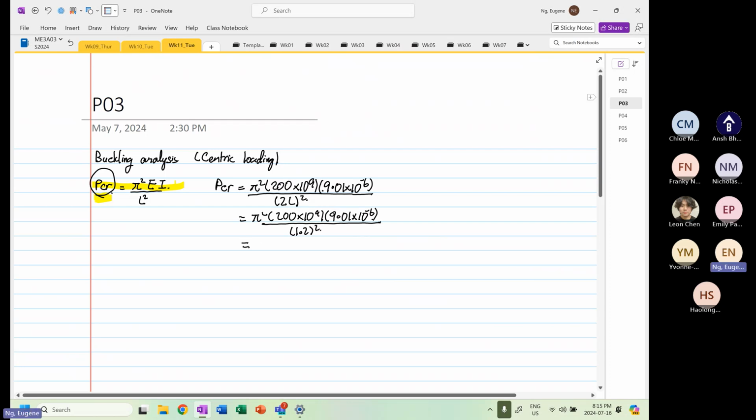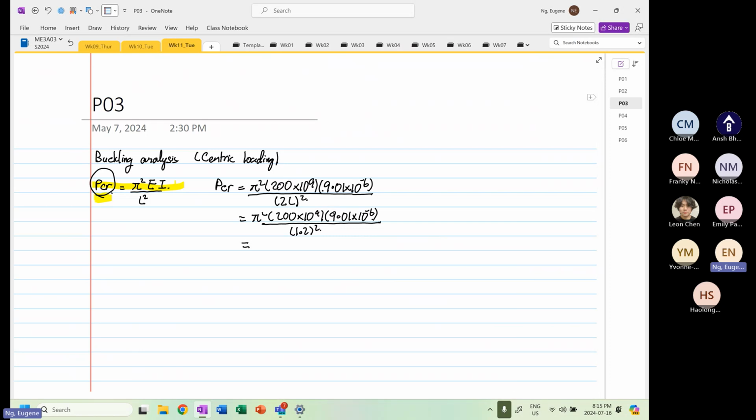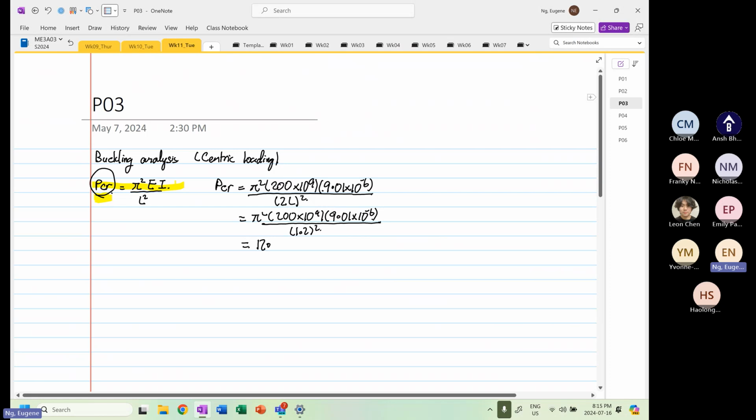So we calculate our critical load: 200 times 10 to the power 9, times 9.01 times 10 to the power minus 6, times pi squared, and then divide by 1.2 squared. So for this structure we only need to consider buckling.